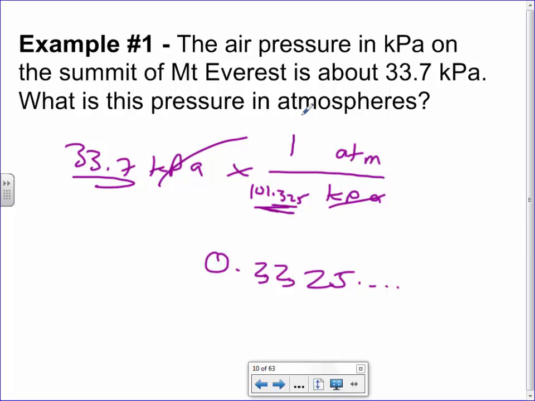You might think this has one sigdig. It does not. It's been chosen as the benchmark so that it has an infinite number of sigdigs. So you're limited with three. So it looks like you should have 0.333 atmospheres.